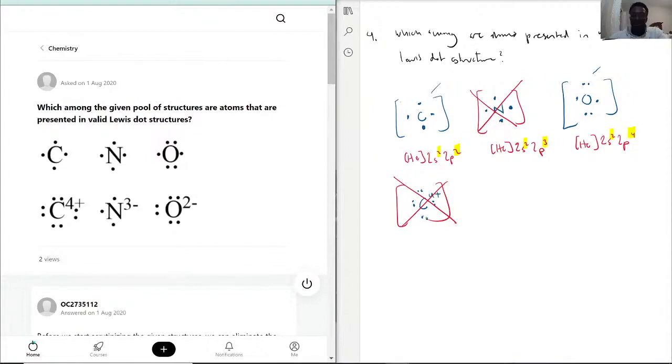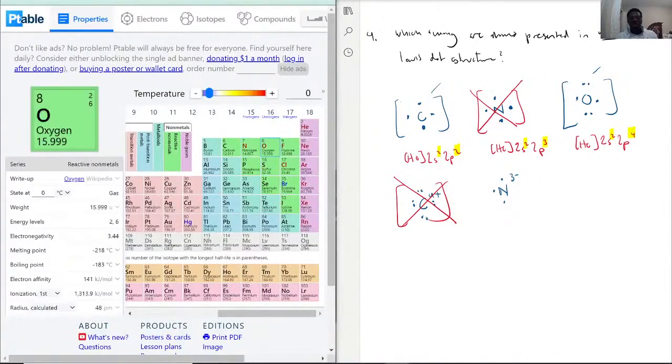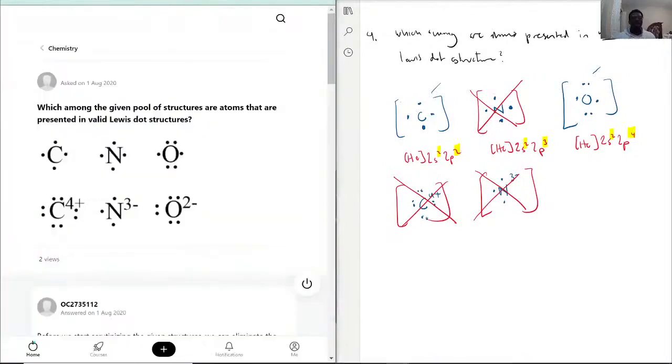Nitrogen, on the other hand, says 3 minus. The 3 minus means that it gained 3 electrons. So nitrogen gained 3 electrons. Look at the periodic table: 1, 2, 3. It would look like neon, and neon has 8 valence electrons. So when it got that 3 minus, it should have gone up to 8 valence electrons. As you can see here, there's no chance of it having 8 electrons, so it's crossed out. It kind of went the wrong way.